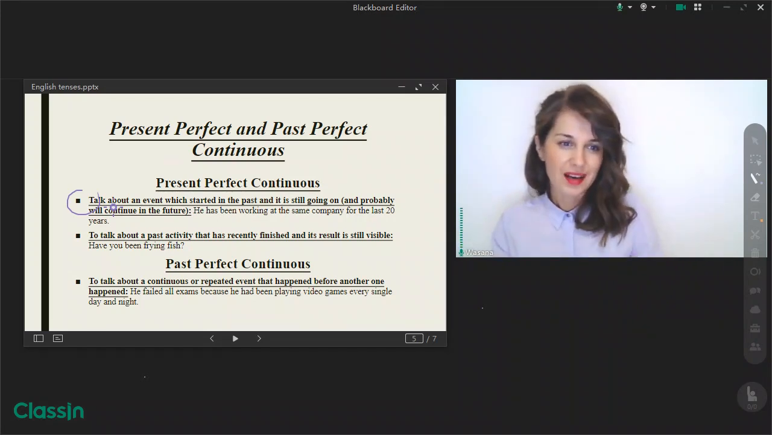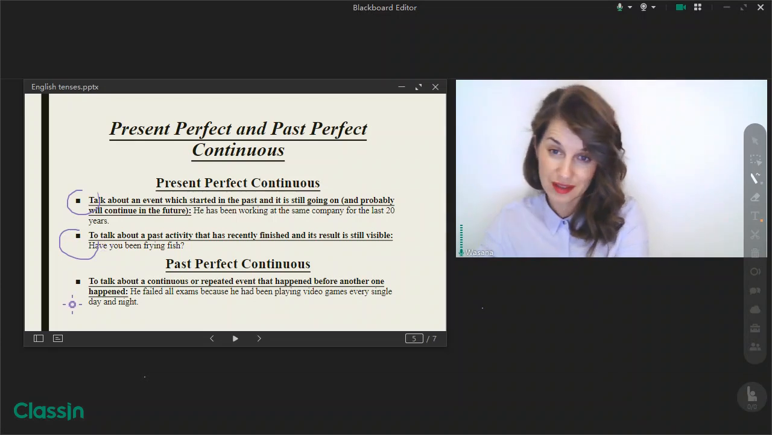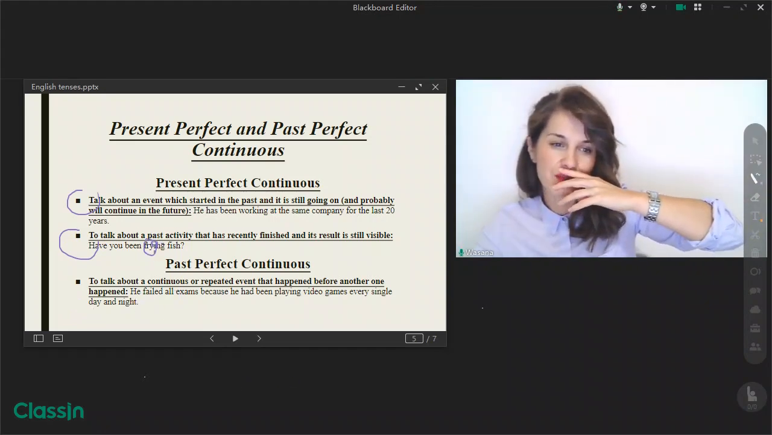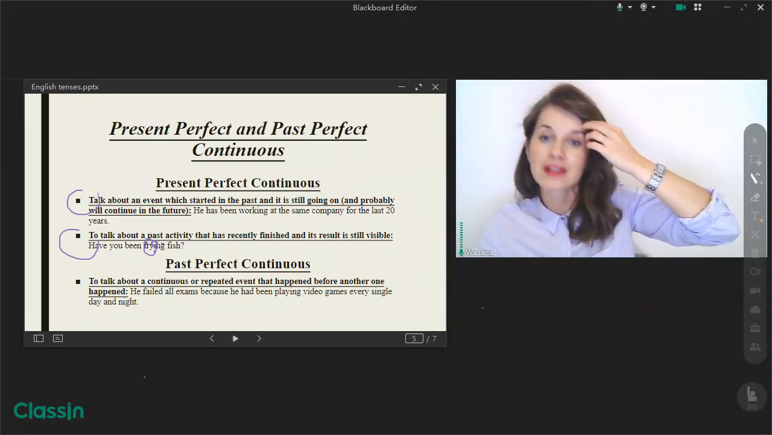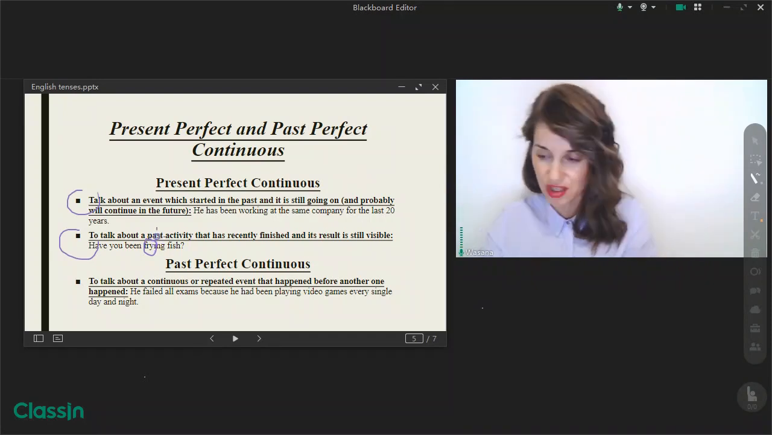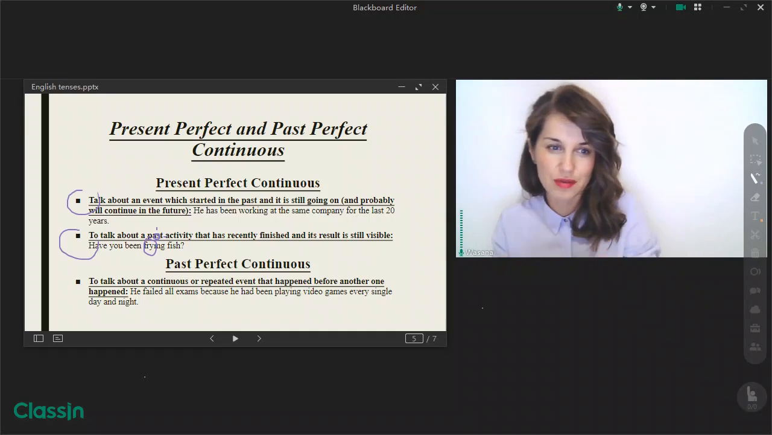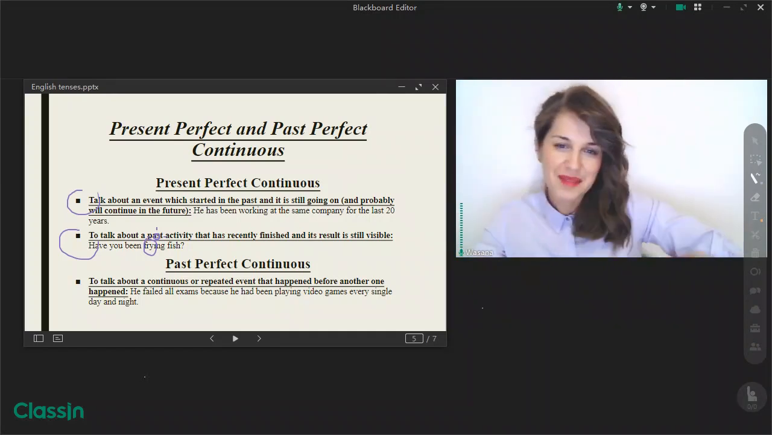Doesn't matter. We use present perfect continuous to talk about a past activity that has recently finished and its result is still visible. Same as present perfect simple, but with some verbs such as fry, it's more convenient to use, and more grammatically correct to use the continuous form, because we cannot fry something just like that. We need time to fry something, so fry needs the continuous form, and the result is still visible because everything smells bad, obviously.